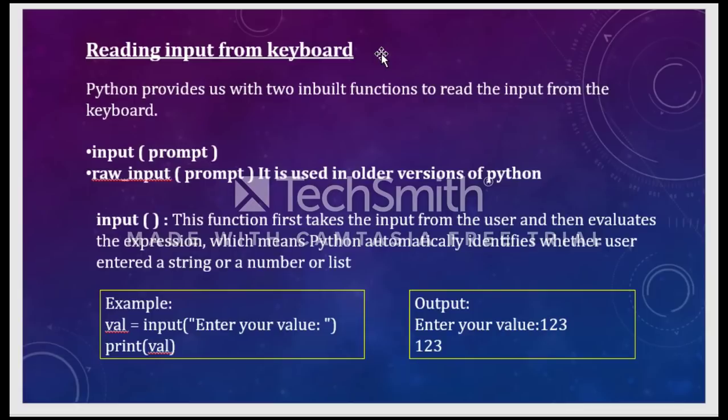As you can see on the screen, the definition of the input method: the function first takes the input from the user and then evaluates the expression, which means Python automatically identifies whether the user entered a string or a number or a list. So the input method automatically reads the value we have provided. You need to write a statement like this: val is equal to, val is nothing but a variable we have used, is equal to, I am using an input method, then enter your number.